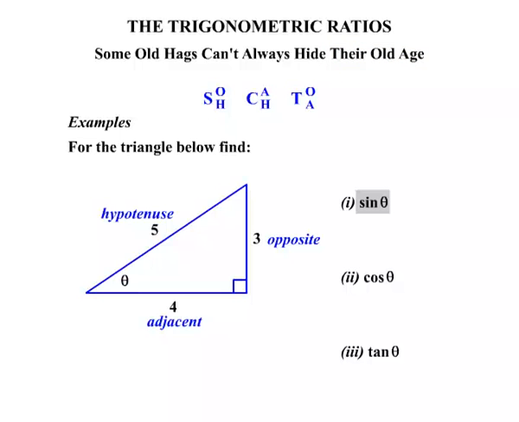So the first one there, we need to do the ratio for sine theta. Well, the rule is that it equals opposite over hypotenuse. So there's our opposite, there's our hypotenuse, so it equals 3 over 5. Now what about cos theta? Cos is adjacent over hypotenuse. There's our adjacent, there's our hypotenuse, so the ratio is 4 over 5. Finally, tan theta. Tan theta is opposite over adjacent. So there's our opposite, there's our adjacent. So tan theta equals 3 over 4.